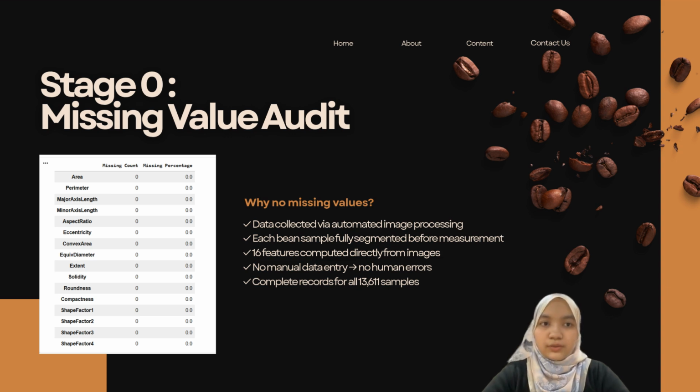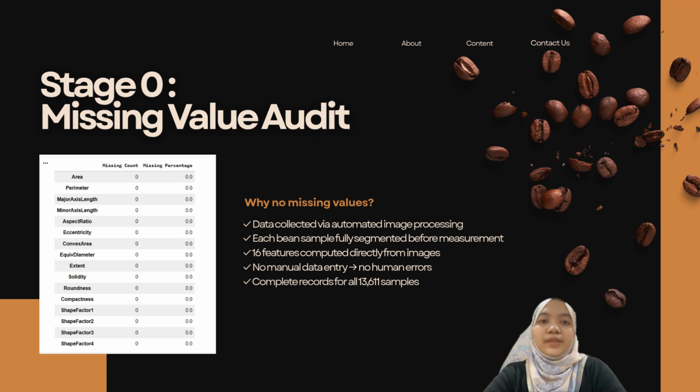For the missing value update, we checked all 16 features for null values, NaN values, or incomplete records. After the inspection, we found that the dataset contains 0 missing values across all columns. And there are several reasons why this dataset has complete records.